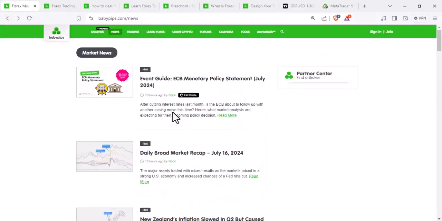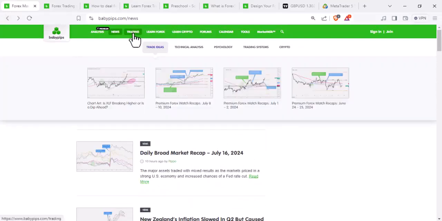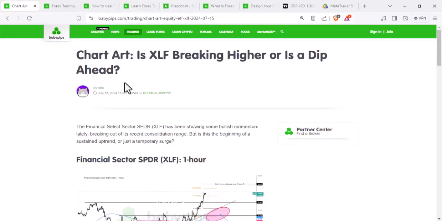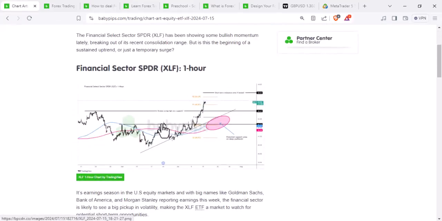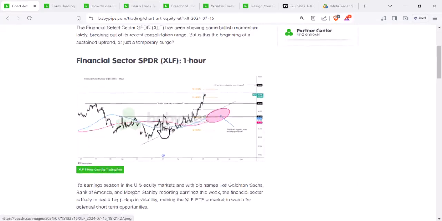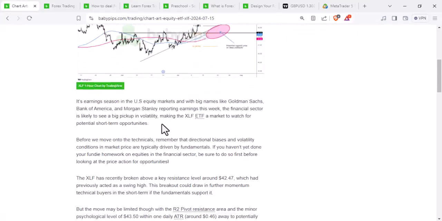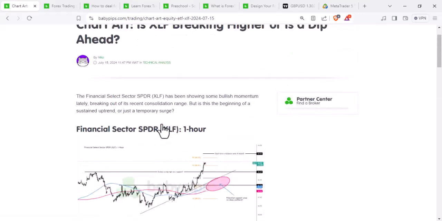Whatever helps you, you can also come to trade and see trade ideas here, and you can click on any one of these charts. This is the blog, right? Then you can look at what these professional traders are doing as well, because Babypips only posts content from professional traders.